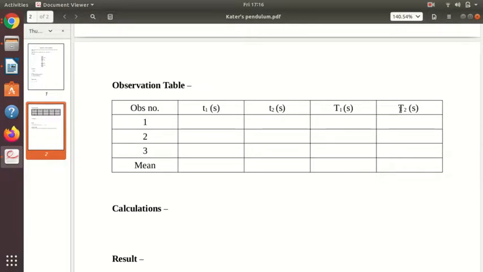As we cannot measure a single oscillation, we will measure a number of oscillations, let's say n oscillations. For n oscillations it may be 10, 20 or 50. Then divide by the number of oscillations to get the time period of a single oscillation. So this will be T1 and T2. You can take 3 different readings, take the mean of these, and put that into the formula to get the acceleration due to gravity.